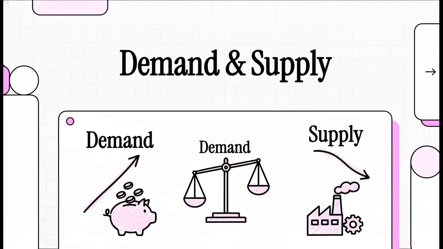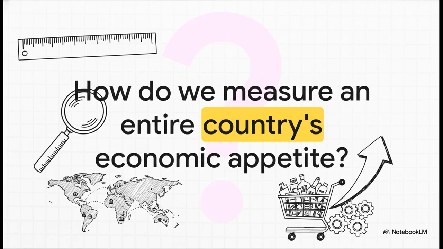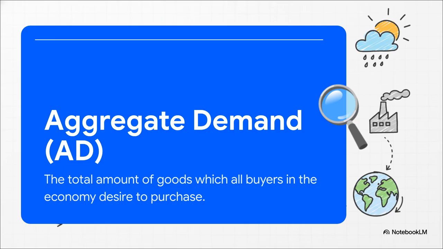How do you measure a country's economic health? Well, it all boils down to two huge ideas. So how do we measure that economic appetite? Turns out economists have a special tool for this. It's called aggregate demand, or AD for short.